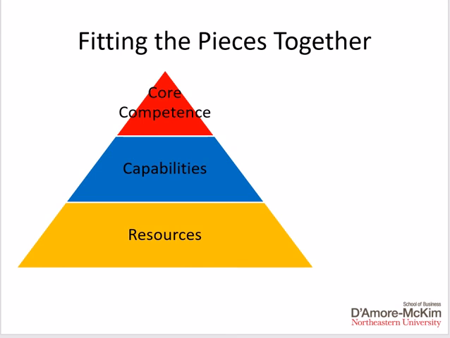Over the next two videos, we will now be diving into this pyramid and identifying the different pieces of the internal analysis, looking at first resources, then capabilities, and finally the firm's core competence, which lies at the heart of a sustainable competitive advantage. We'll define each of these in the following videos and explore how the firm can analyze them, and also then how the firm can protect them.